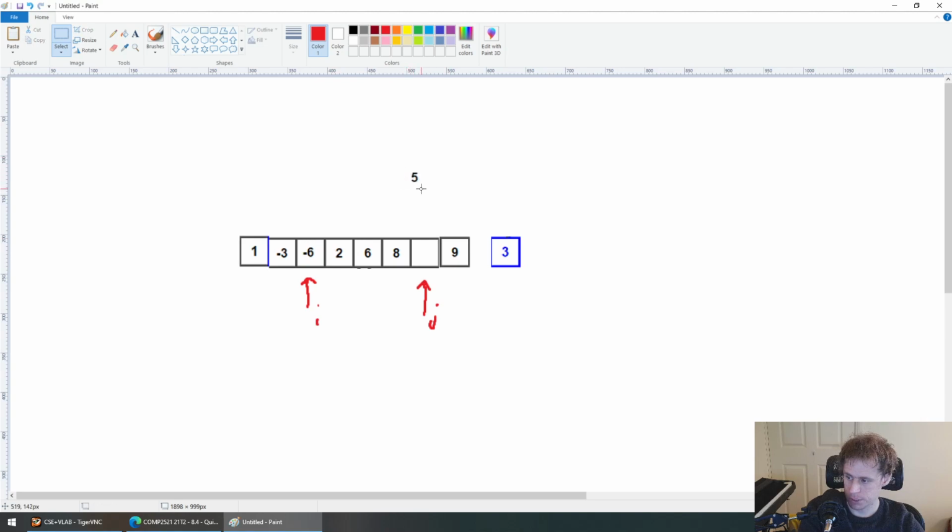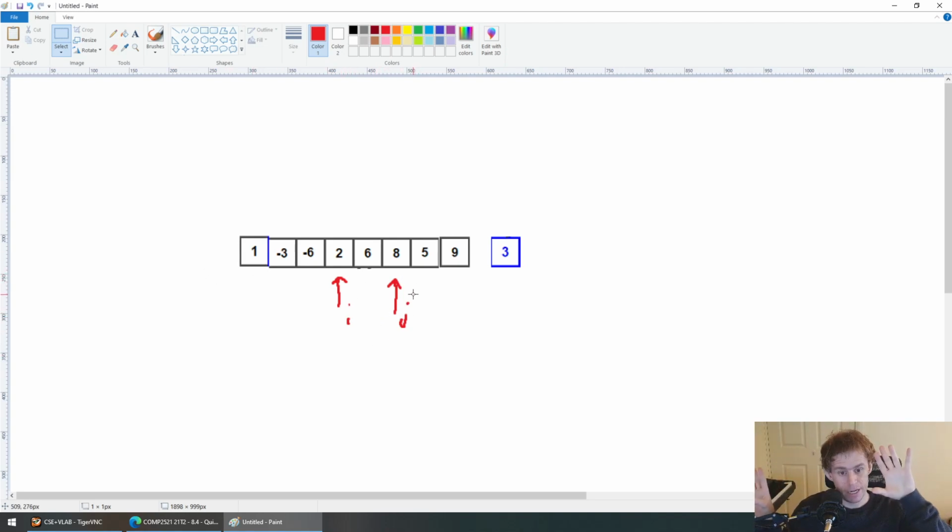Okay, so I take those, I swap them, and then because I swapped them, I can move my counters up again. Okay, and then what happens? Well, 2 is less than 3, so it seems like it's on the right side because I found it with the I. I see that J is greater than 3 because it seems like it's on the right side. I found it with whatever the J counter's pointing to.